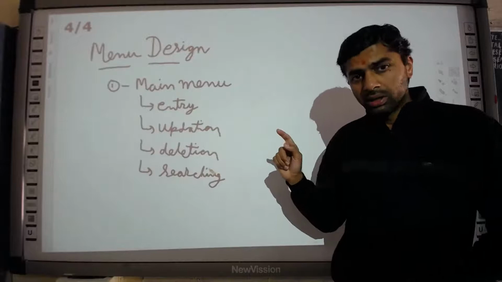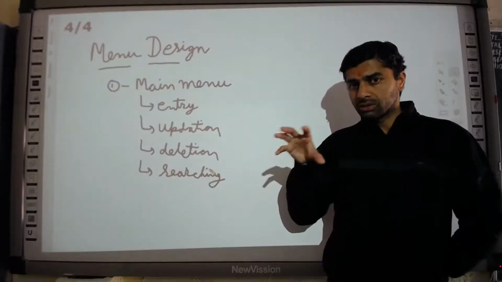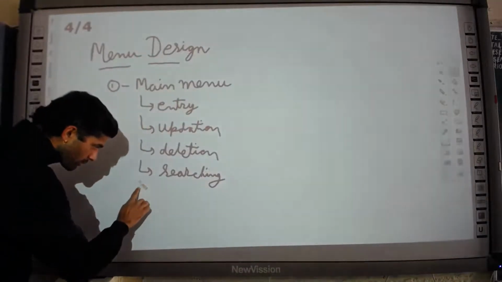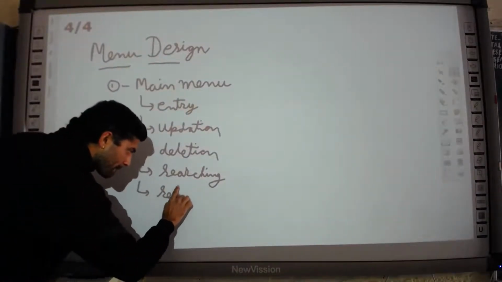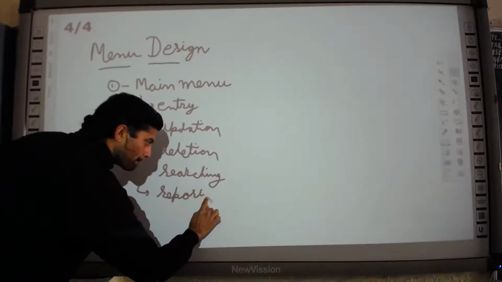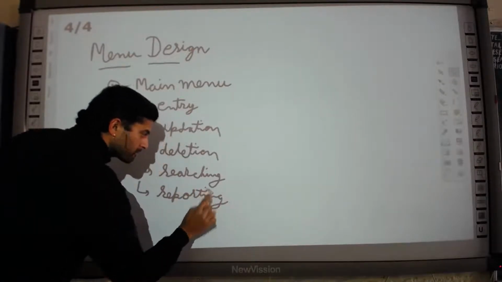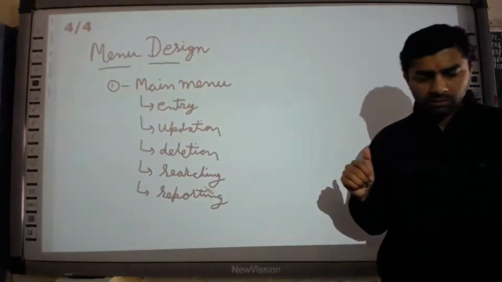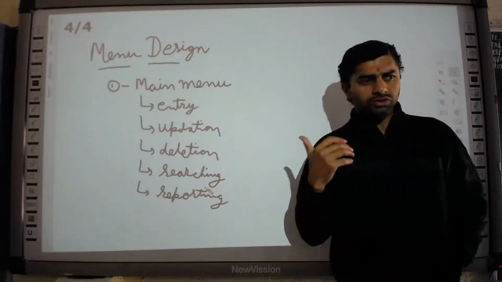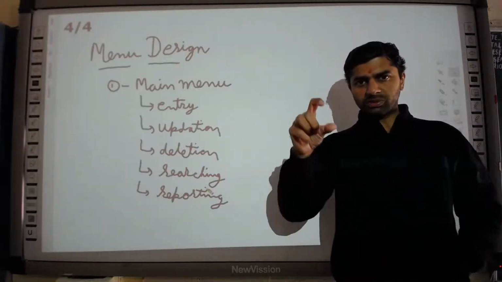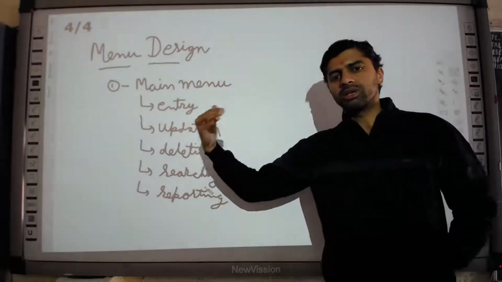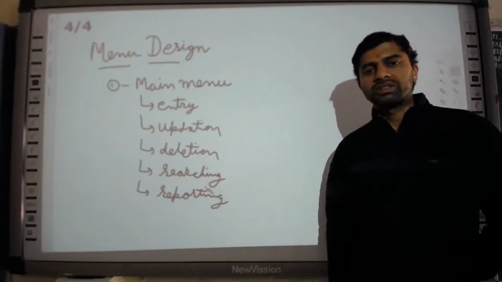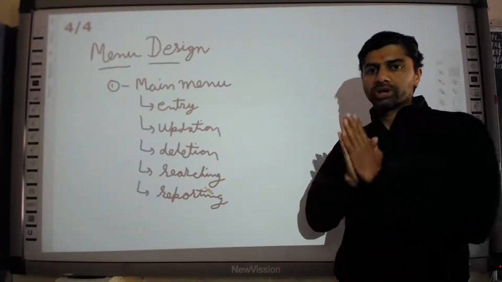Next, for the software of current times, you must have reporting. The menu related to reports, because sometimes the user wants to know how many books have been issued on a particular date, in a particular week, or in a particular month. So you will require the option of reporting.